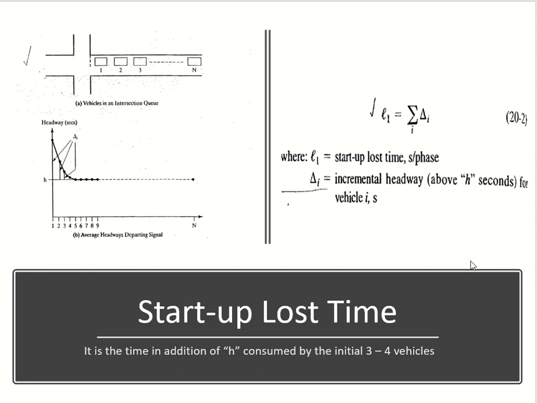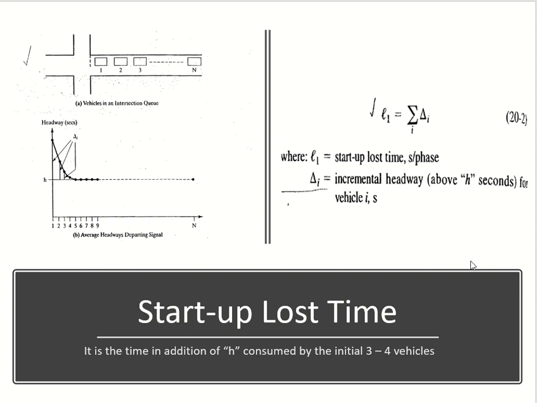Got it? So obviously there will be some startup loss time for the first 2 vehicles, then startup loss time for the next 2 vehicles, maybe startup loss time for the 3rd set of vehicles as well. So there will be 3-4 values, right? If you add all these values, you call it startup loss time for the phase.